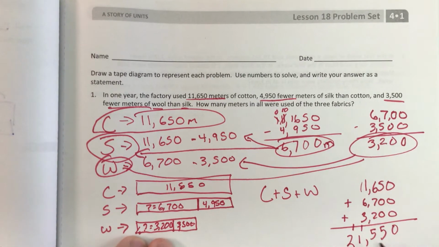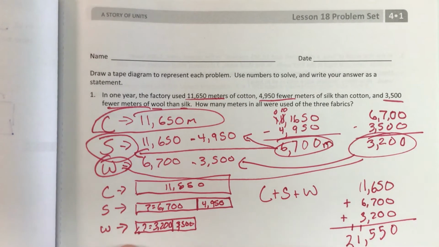So, our answer is 21,550 meters in all when combining the three different fabrics.